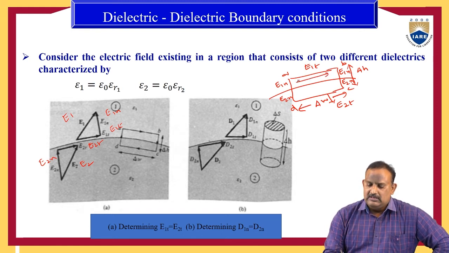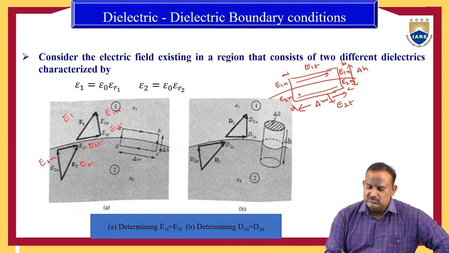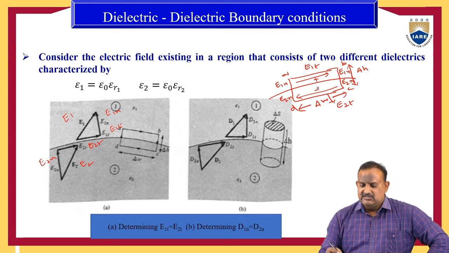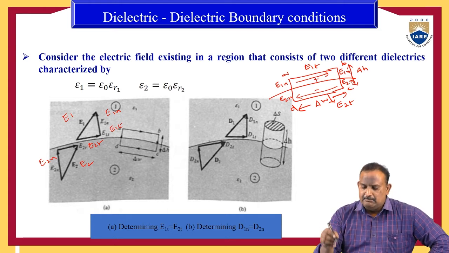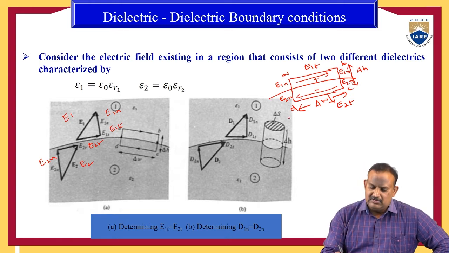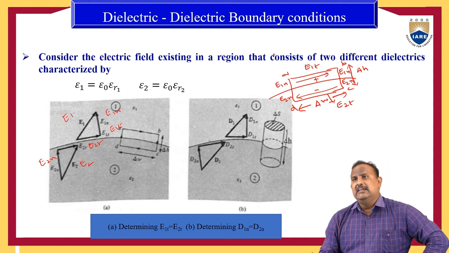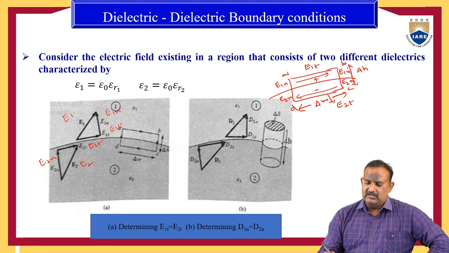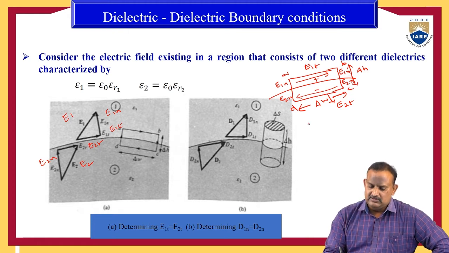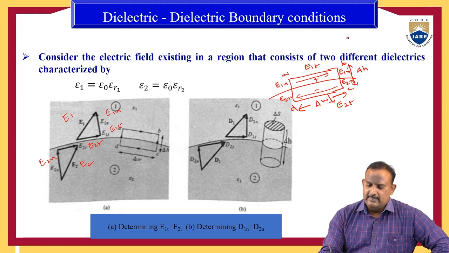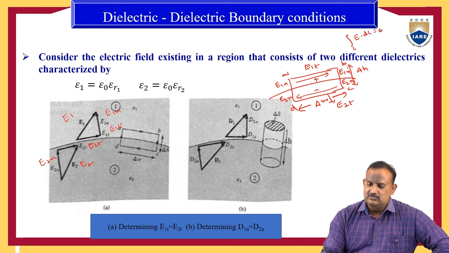If I assume A to B is positive, then C to D must be negative, because these two are opposite to each other. Similarly, the normal component along BC is positive and the normal component along DA is negative. Therefore, applying Maxwell's first equation, the line integral of E dot dl is equal to 0.